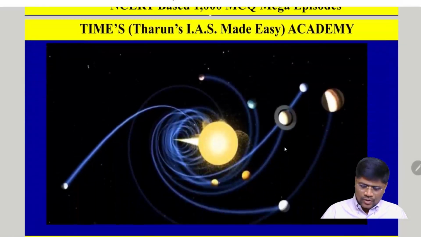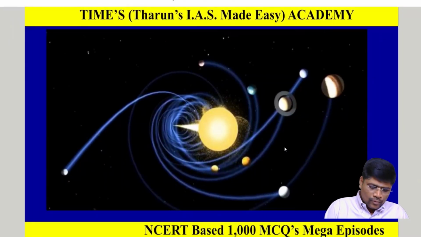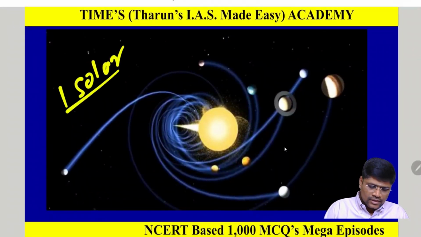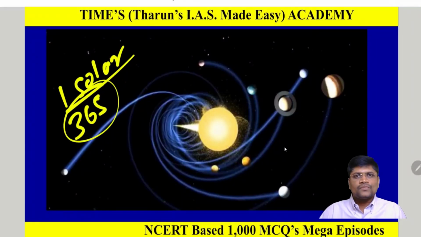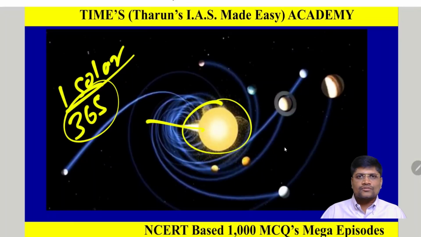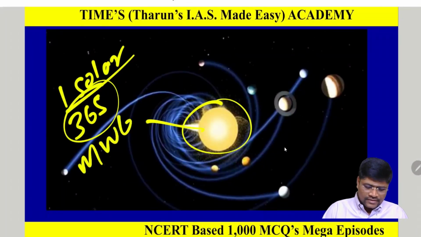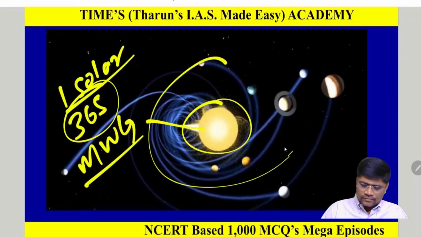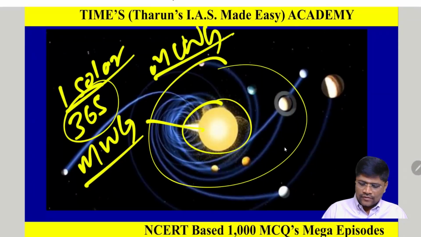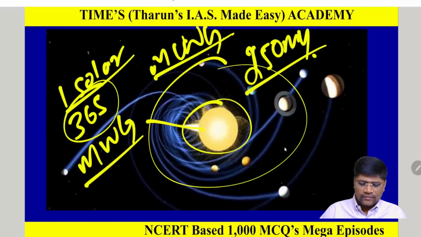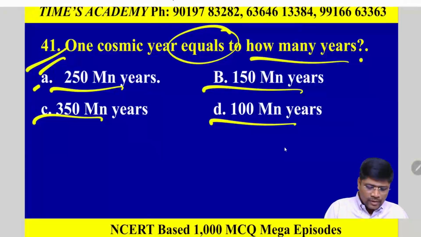Let's see the explanation. What is this cosmic year? We know one solar year. What is a solar year? It is the 365 days revolution of the earth around the sun. Similarly, the sun is also not constant. It is also revolving around the Milky Way galaxy. The sun along with the entire solar system is revolving around the Milky Way galaxy. So it takes nearly 250 million years to complete one revolution around the Milky Way galaxy, which is called one cosmic year. So one cosmic year equals 250 million years.